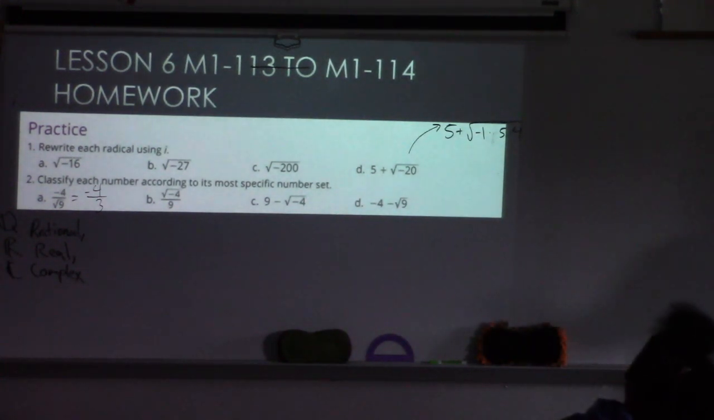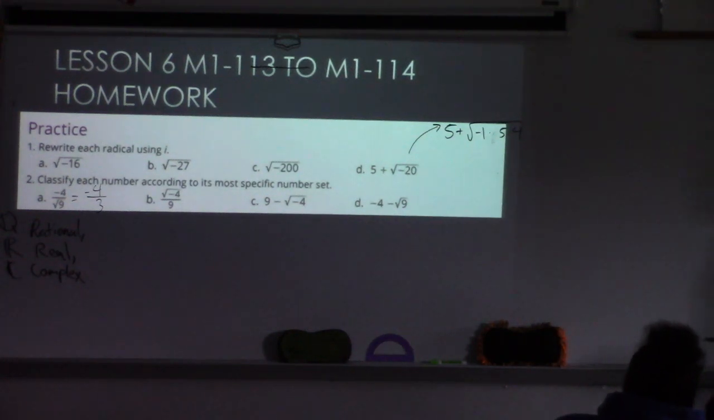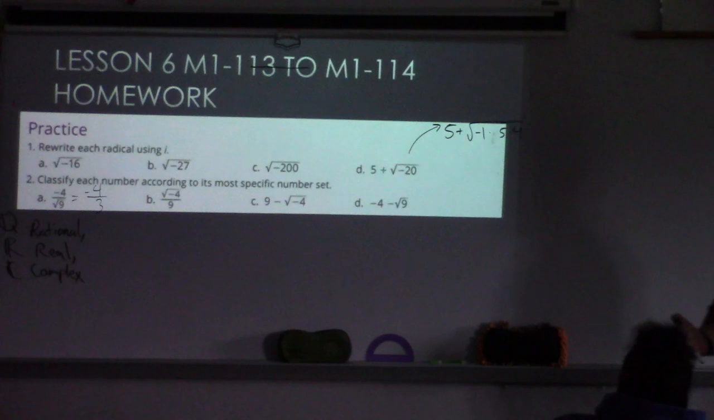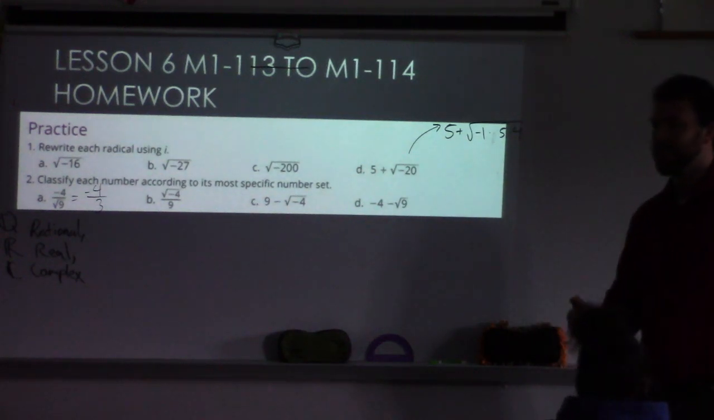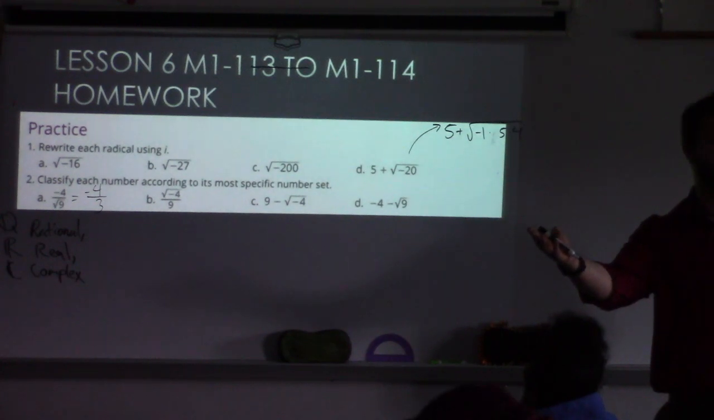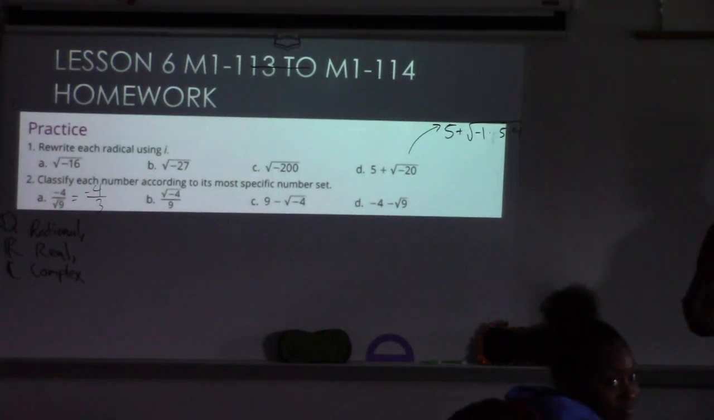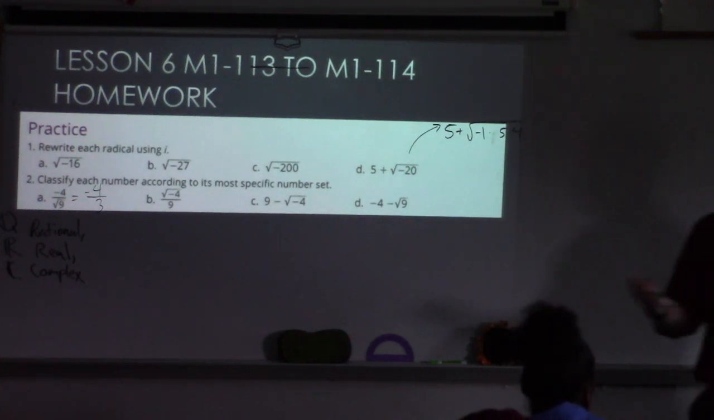Now, why do y'all think Nia chose 5 times 4 instead of 2 times 10? Can you take the square root of 4? Right? So remember, what we want are those perfect squares. So she chose 4 instead of 2 and 10 because I can take the square root of 4.